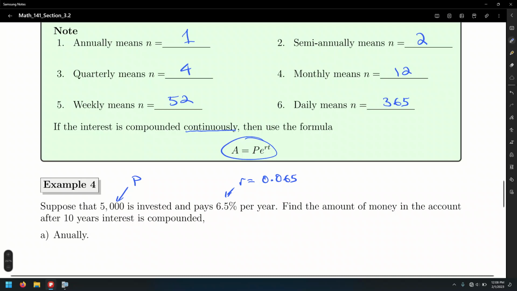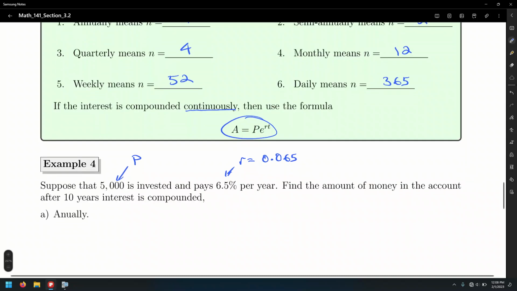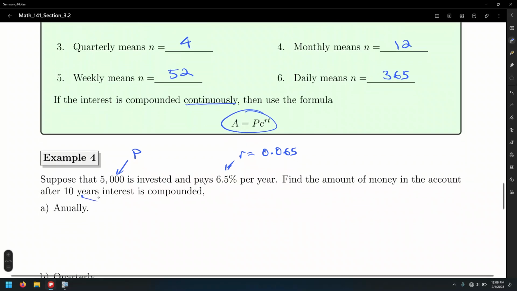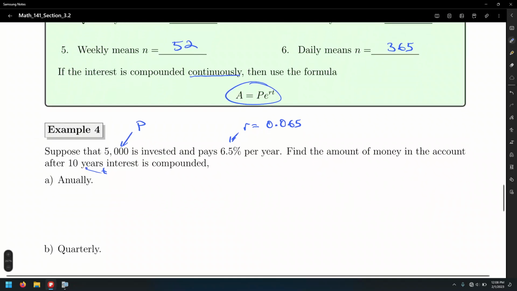And they're asking us the amount of money. Wait, actually, the variable is n, not t. Never mind, so that's t. T equals 10. So let's use the compound interest formula to find out how much money we are going to obtain after 10 years at this rate of interest in our account. So A equals P times 1 plus R over N to the NT.